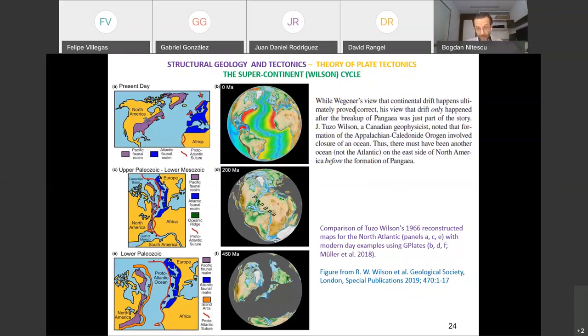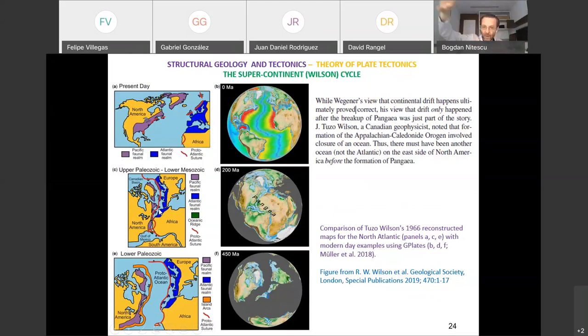Tuzo Wilson, the Canadian geophysicist, pointed out that the Appalachians and the Caledonides in Europe were once an orogenic belt that is a record of the closure of an ocean before the Atlantic Ocean of today. So Tuzo Wilson's idea was that there existed a proto-Atlantic Ocean. Its closure and disappearance is reflected in what are today the Appalachians and the Caledonides in Europe.